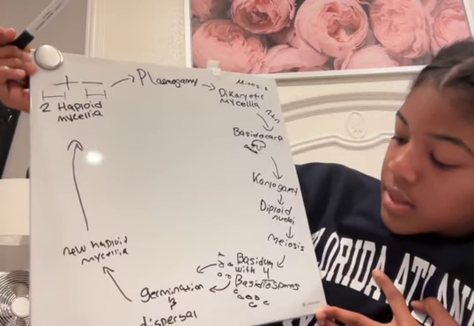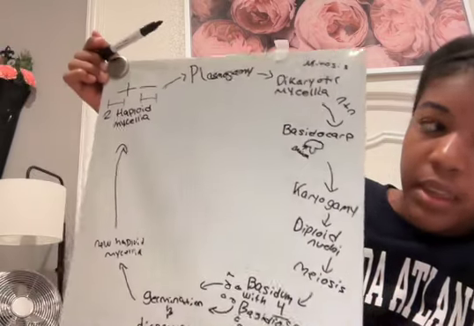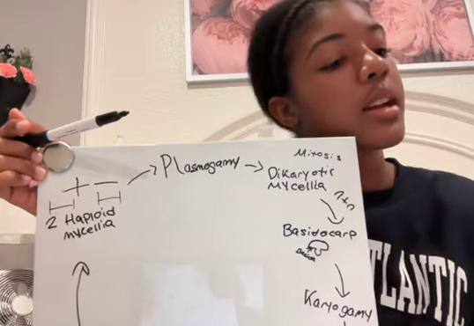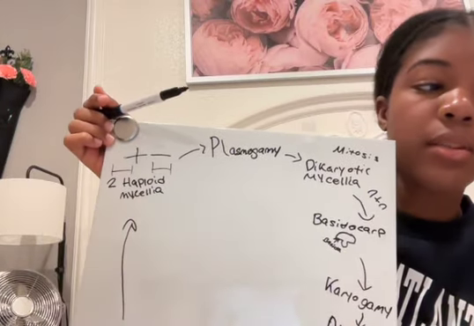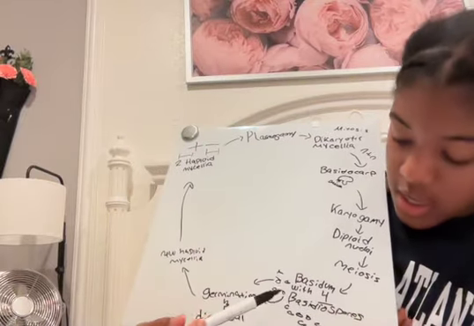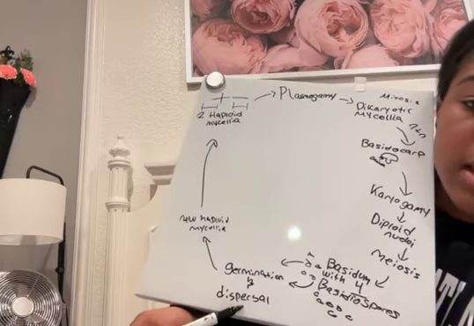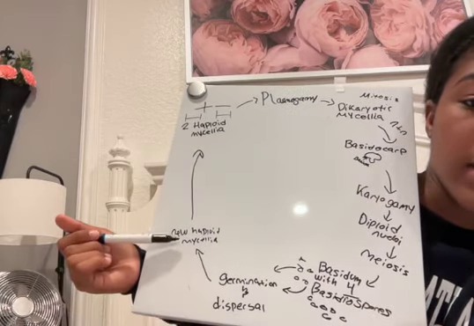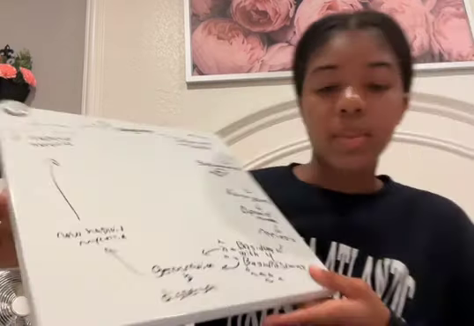And the basidium, with the meiosis, it creates, hold on, let me get it right. With meiosis, it creates 4 genetically distinct cells, which is why it creates 4 basidiospores. And the basidiospores then go through dispersal, and they germinate, and they create new haploid mycelia, and then we start back at square one.